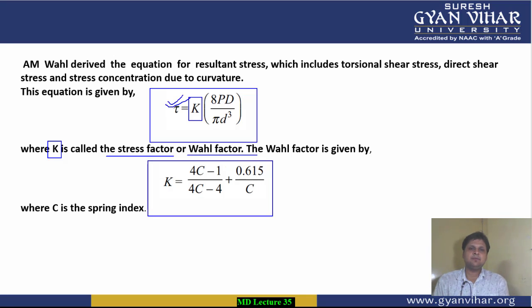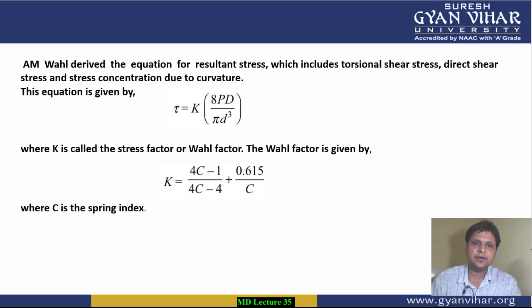K is equal to (4C minus 1) upon (4C minus 4) plus 0.615 upon C. Here capital C stands for spring index. Alright, so we are going to use this particular load stress equation for calculating the coil diameter and wire diameter.